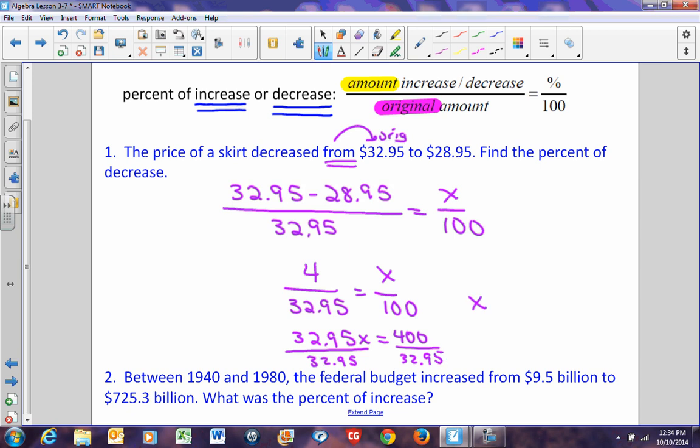And then x will equal, if I take 400 and divide it by 32.95, I'm going to get 12.1396, some really long decimal. Okay, 95% of the time, they will tell you to round to a specified place value. I will always tell you to round to a specified place value. In this case, let's round to the nearest hundredth. Here's the hundredths place. If I look to the right, 9 is bigger than 5, so this would round to 12.14%. So the amount of decrease is 12.14.